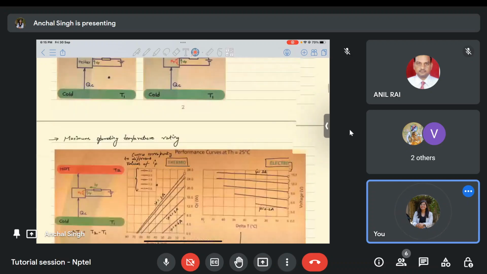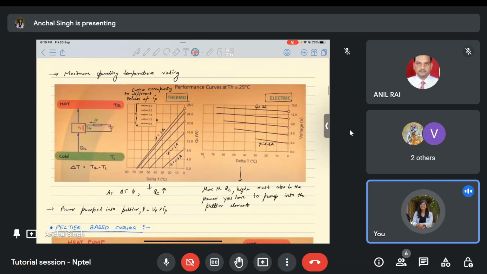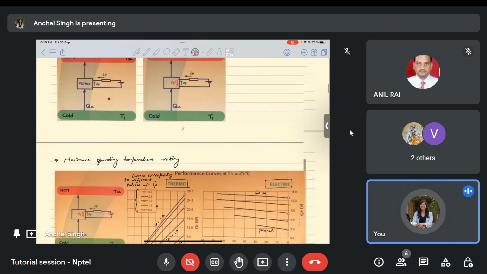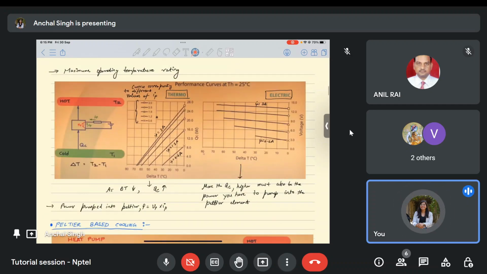Another specification is the maximum operating temperature rating. In the datasheet of all the modules, for this particular module, the datasheet that sir has used, 80 degrees Celsius is the maximum temperature at which this module can operate.